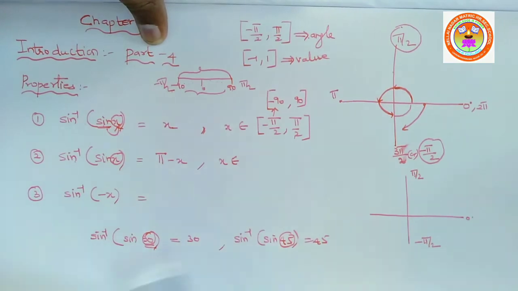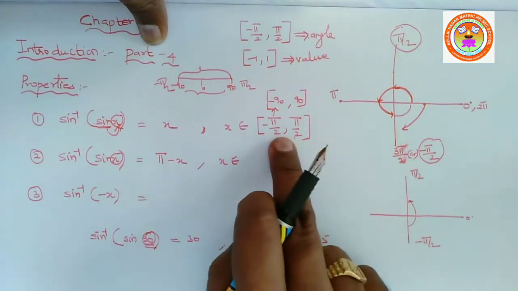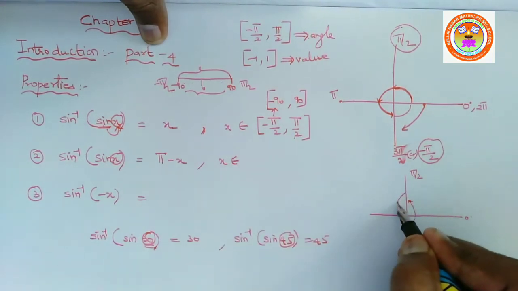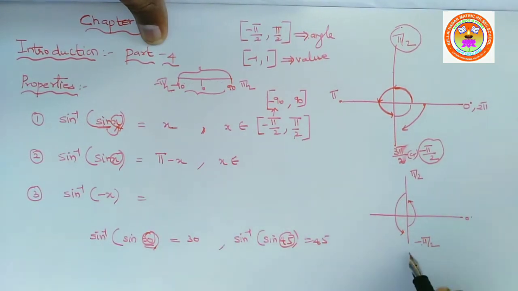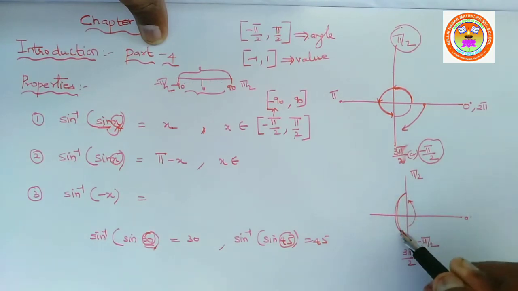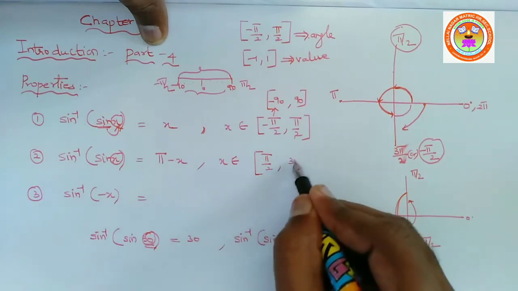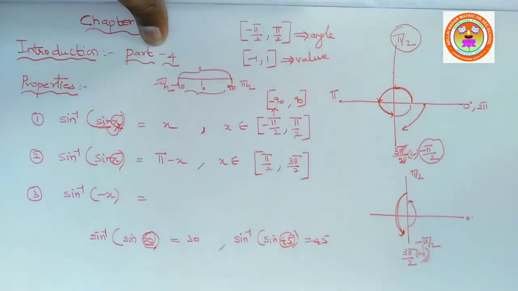Remaining, what is the remaining? We have taken minus pi by 2 to plus pi by 2 for this one. What is the remaining? The remaining is nothing but this: minus pi by 2 we can also take as 3 pi by 2. So the range is pi by 2 comma 3 pi by 2. This is the condition for this.